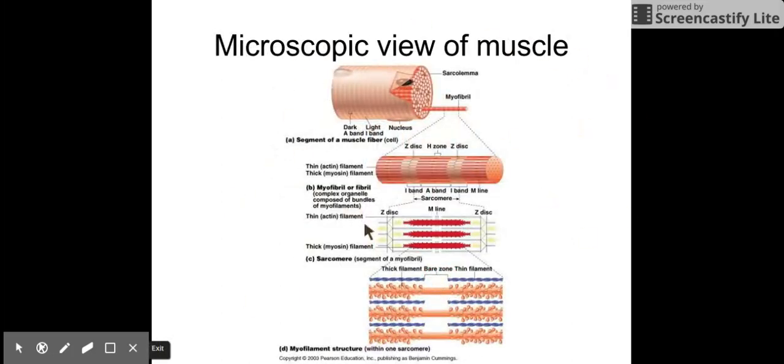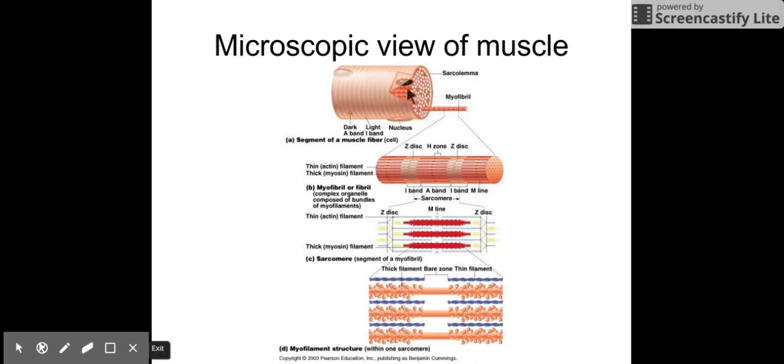So let's look at a muscle fiber deep down in here. And when you look at a muscle fiber, what you notice is that it is actually a whole bunch of myofibrils packaged together. And they are actually surrounded by their own membrane. That is the sarcolemma. That is what we call the membrane on a muscle cell. So the sarcolemma here.